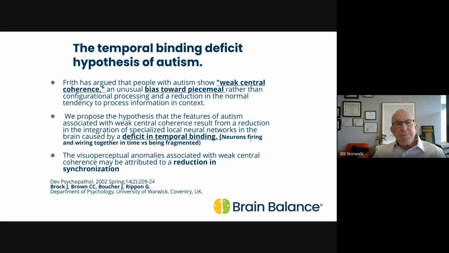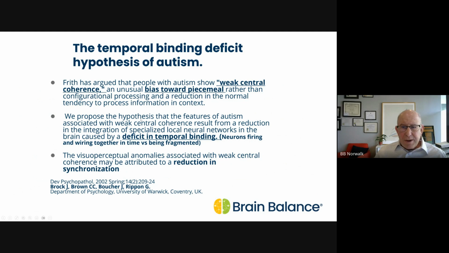So, looking at some other research, Uta Frith has argued that people with autism show weak central coherence and an unusual bias towards piecemeal rather than configurational processing, and a reduction in the normal tendency to process information in context. Context, implied reasoning, cause and effect thinking, drawing conclusions. These are more right hemispheric skills. Piecemeal, detail, short range. The autistic brain tends to focus on those types of processing information. And central coherence really means how all these systems in the brain are coordinating and firing and wiring together.